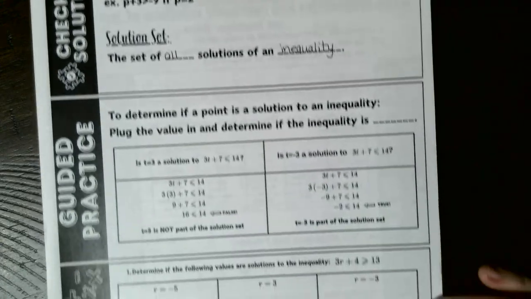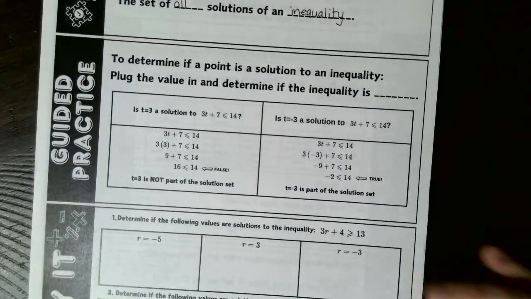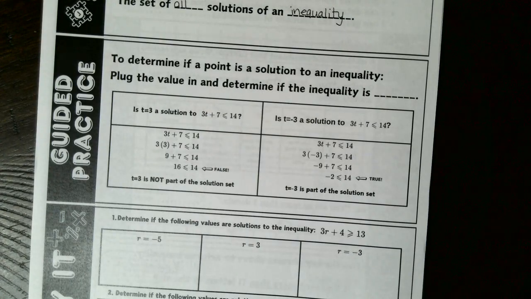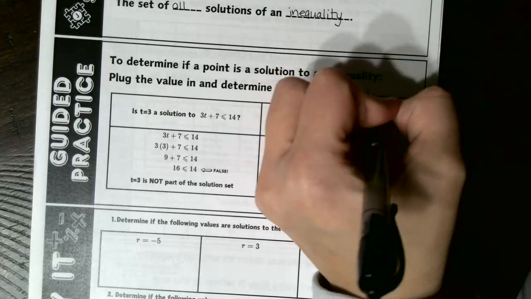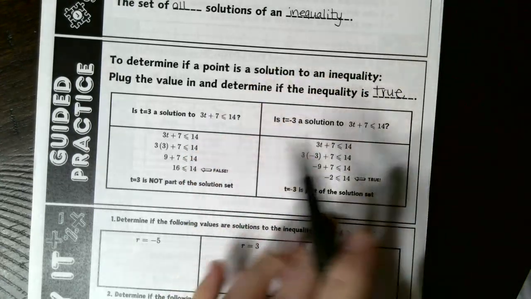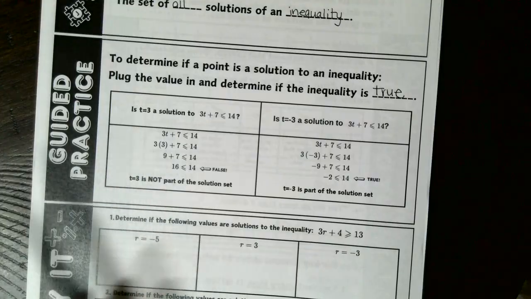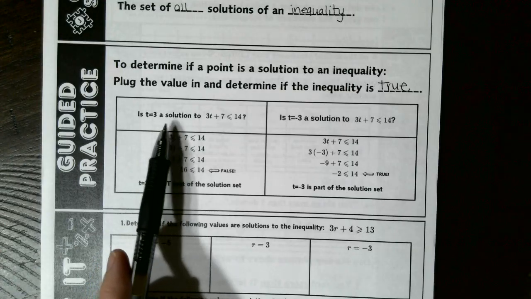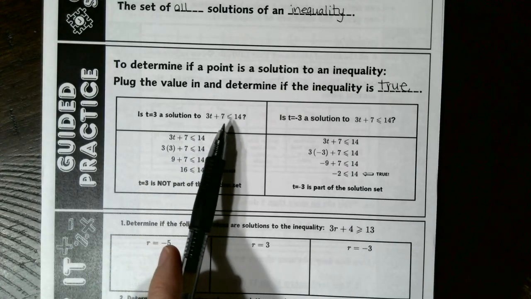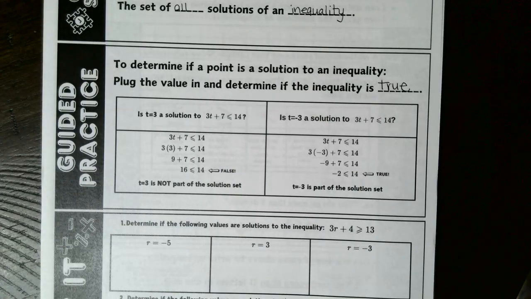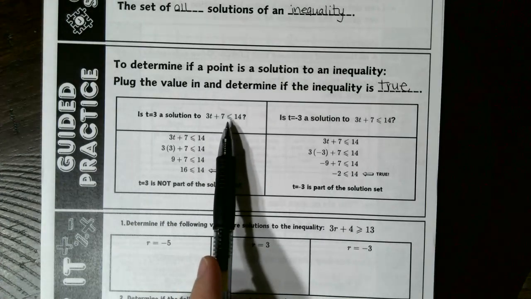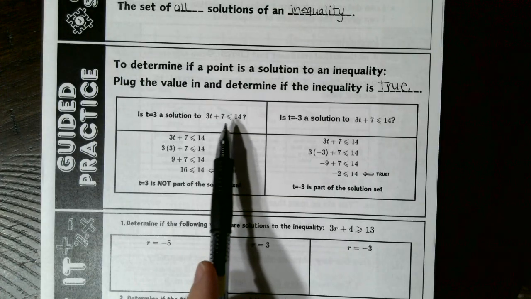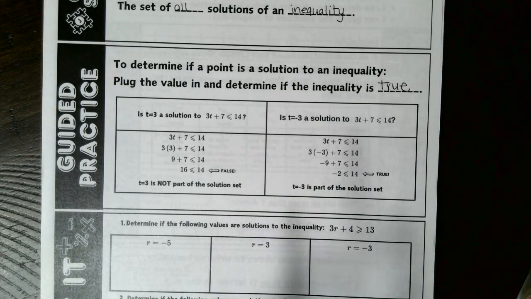Okay, so here's some guided practice. I already did the work here, so I'm just going to walk through it really quick. First, to determine if a point is a solution to an inequality, you need to plug that value in and determine if the inequality is true. That's kind of what we just did up there in checking solutions, but I have two problems here. It says, is t equals 3 a solution to 3t plus 7 is, what do you think this symbol is? Less than or equal to 14.